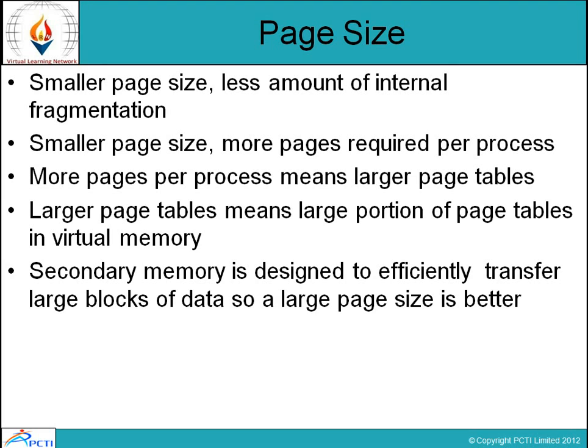Page size. Page size depends upon the operating system and the hardware on which it is allocated. With a smaller page size, there is less internal fragmentation. The smaller the page size, the more pages will be required per process. More pages per process means a larger page table, and a larger page table means a larger portion of the page table in virtual memory. Secondary memory is designed to efficiently transfer large blocks of data, so a large page size is better than a small page size.